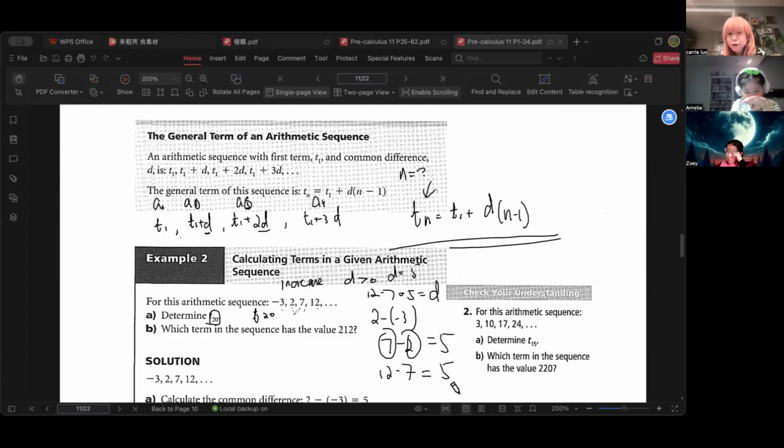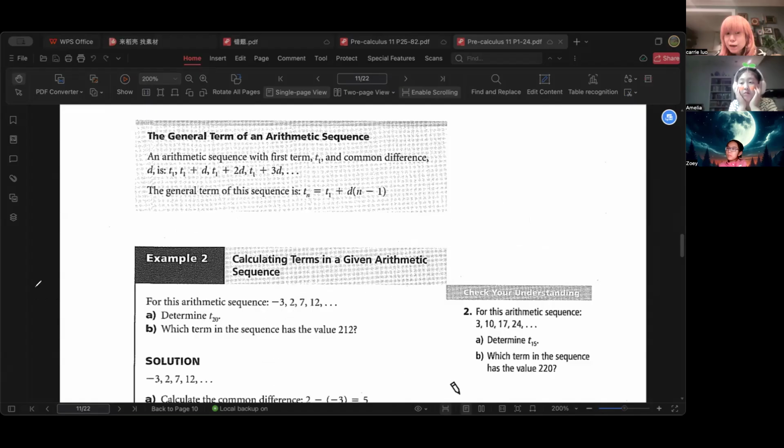D equals 5. And T20 equals what? T20 equals T1 plus 20 minus 1 times 5. So what is T1? -3 plus 19 times 5 equals -3 plus 95 equals 92. So that's the answer. Get it?